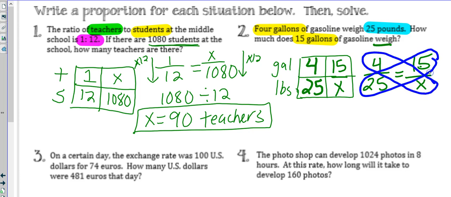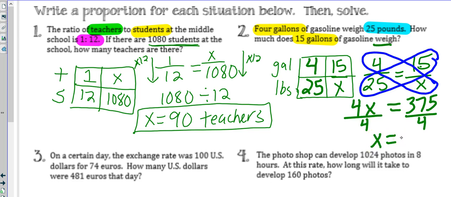So 4 times x is 4x. And then I'm going to multiply 25 times 15 on my calculator. And I get 375. And I'm trying to figure out 4 times what number is 375. So I'm going to have to divide this by 4, but it's an equation, so we do the same thing to both sides. If I divide 375 by 4, I get 93.75, and then my answer is in pounds.